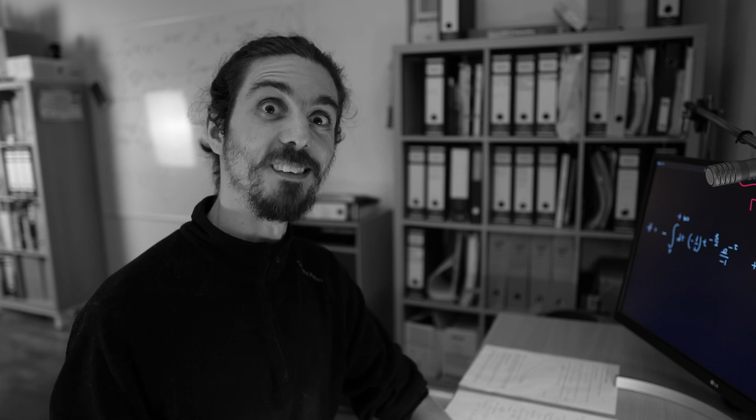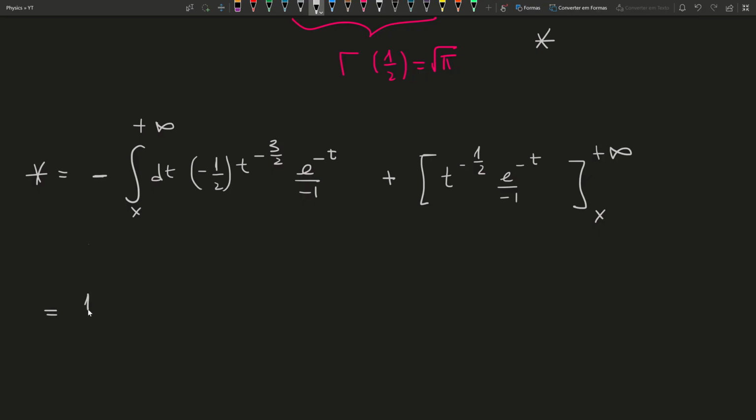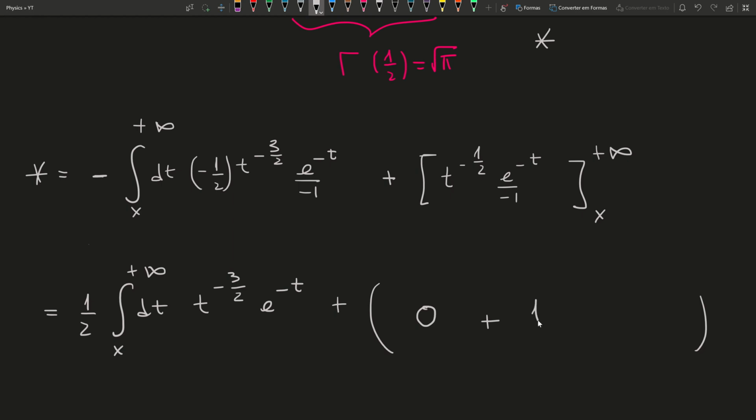Let's now simplify these two results. We get 1/2 integral from x to plus infinity dt t^(-3/2) exponential minus t plus a boundary term, which is given by, well, when this thing is evaluated at infinity, it gives us 0, and then subtract this thing evaluated at x, but because we have a minus sign here, we get a plus. So we get 1 over the square root of x exponential minus x.